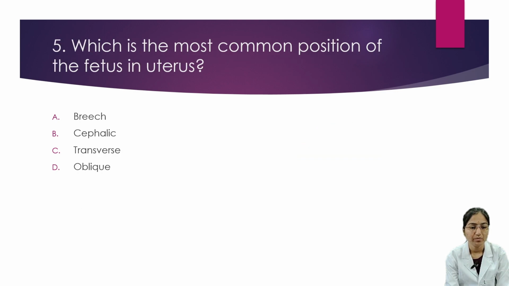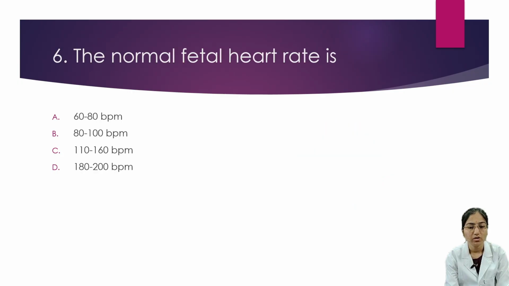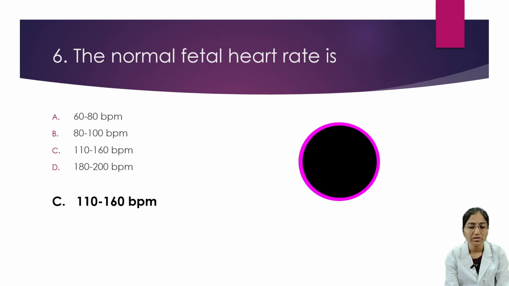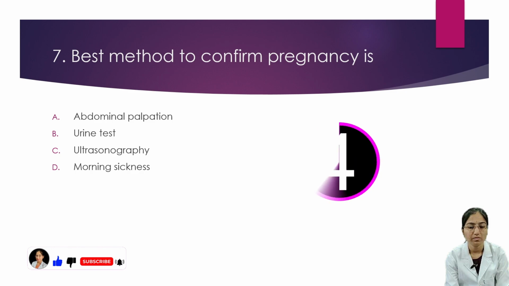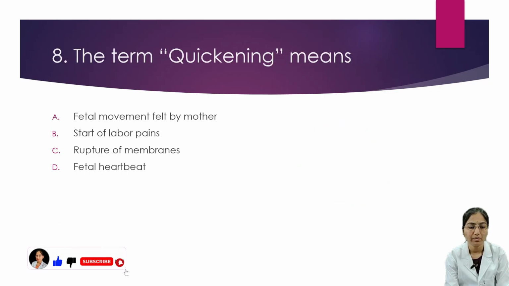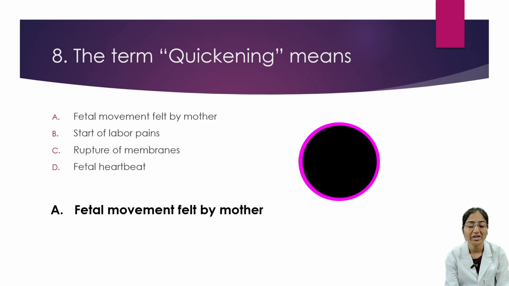The most common site of fertilization is ampulla of fallopian tube. Which is the most common position of the fetus in uterus? The normal fetal heart rate is 110 to 160 beats per minute. Best method to confirm pregnancy is ultrasonography. The term quickening means fetal movement felt by mother.